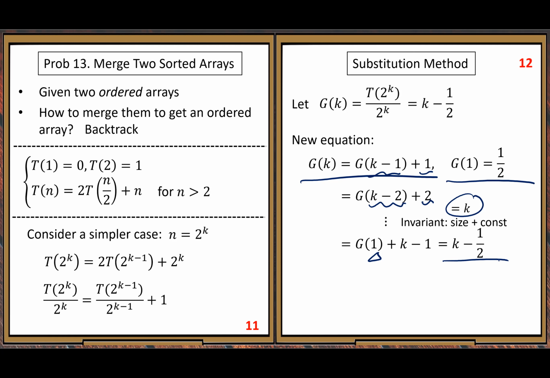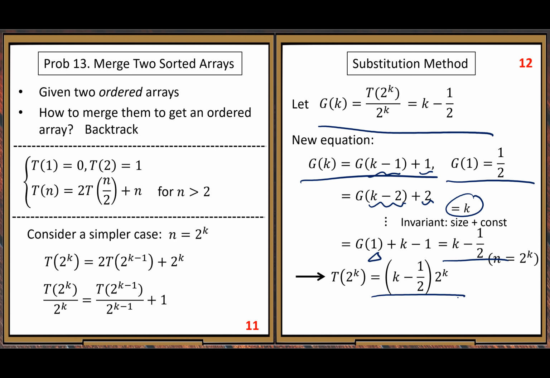Then when we go back to our original expression, we have T of 2 to the k equals this expression. But we need to go back to the n representation, because n equals 2 to the k. So k equals log of n, and our T of n is approximately equal to n log n. Look at that, n log n.